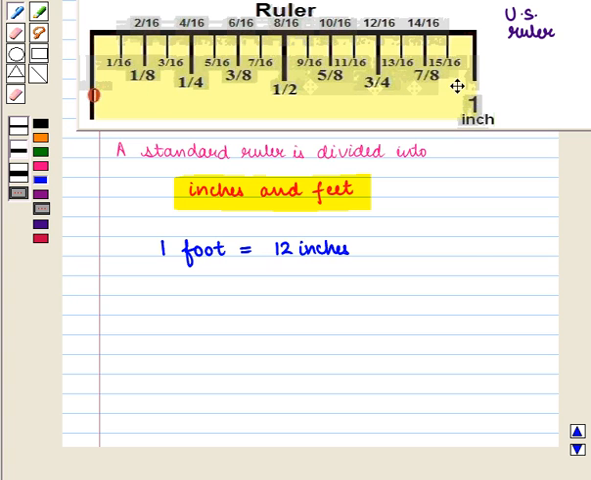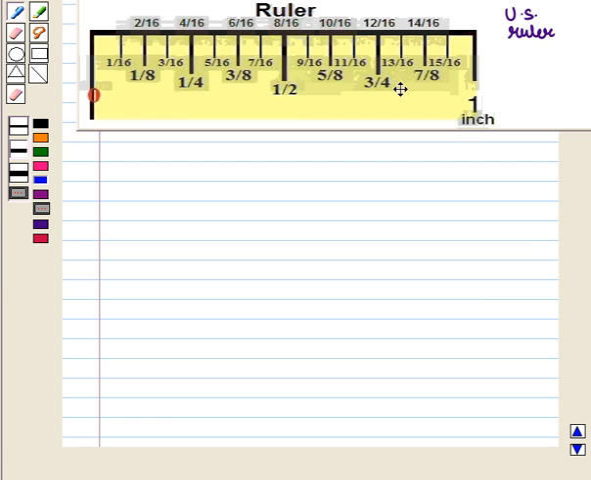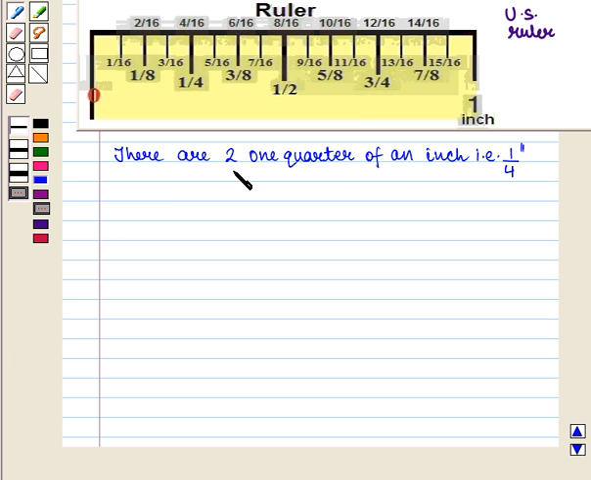The inches unit is subdivided into number of lines that are of different lengths. In an inch, the longest line in the middle marks the half inch, and there is only one such line in an inch. There are 2 one-quarter of an inch, that is 1/4 inches, which are represented by next shorter line in an inch. Here in this ruler, these are represented by 1/4 and 3/4.